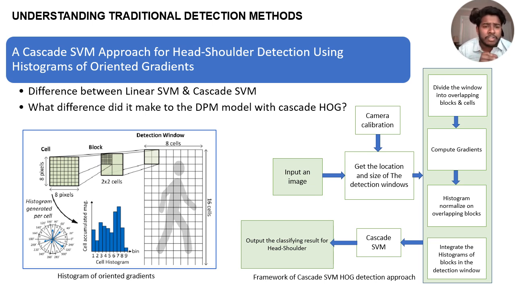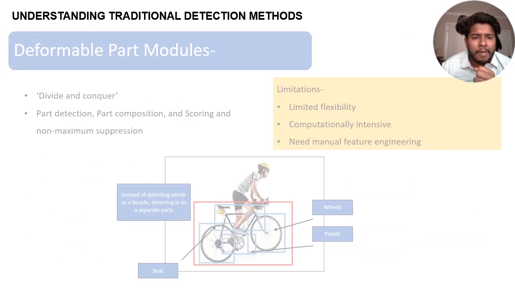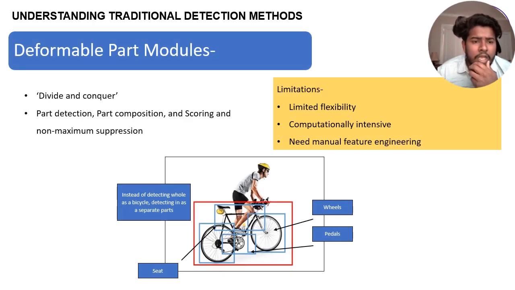But even after doing this, this method has some limitations that are covered by the next method, that is the deformable part models. Deformable part models is an accurate and more reliable method than the HOG and Viola Jones methods. This method follows one principle, that is divide and conquer.